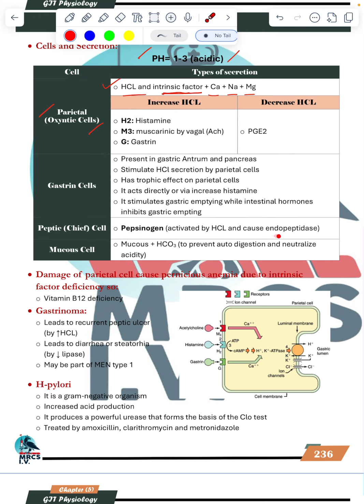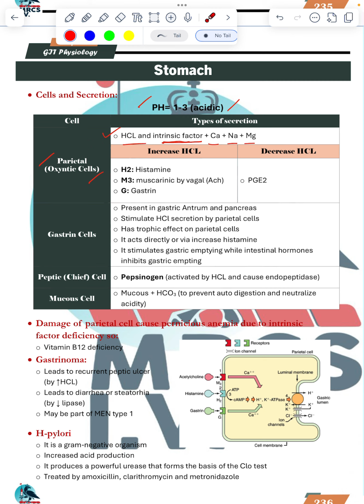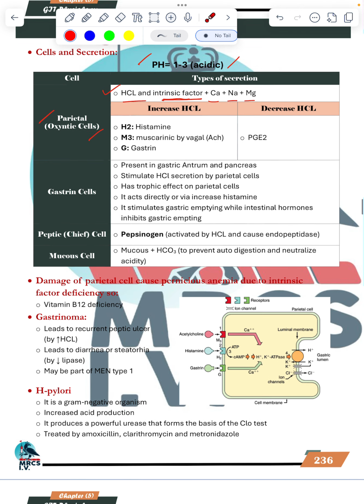Chief cells secrete pepsinogen. Again, it is activated by hydrochloric acid and peptidase. Mucus cells secrete mucus and bicarbonate to prevent autodigestion and neutralize the acidity. Damage to the parietal cells may lead to pernicious anemia, because there is intrinsic factor deficiency, so vitamin B12 deficiency is there. Deficiency of intrinsic factor leads to pernicious anemia.